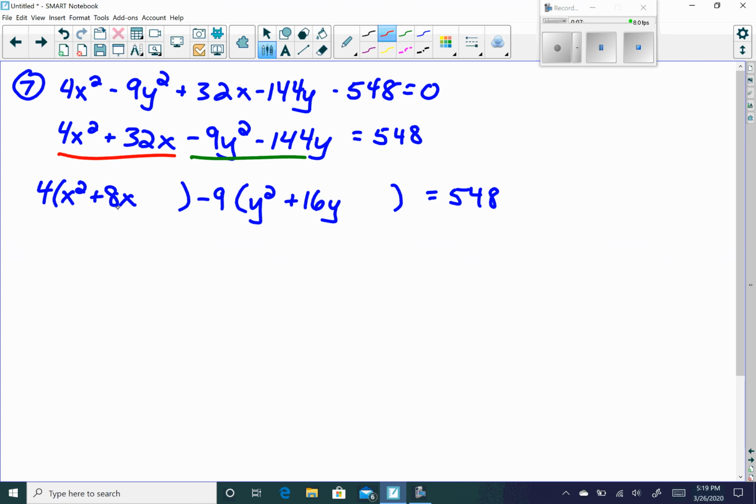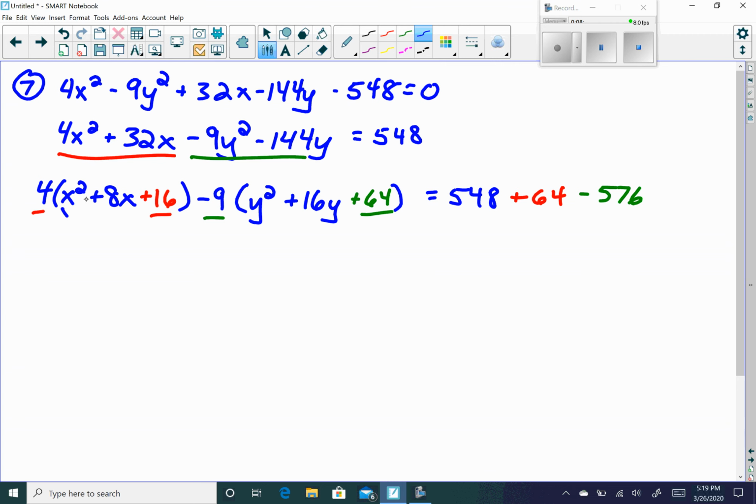What we're going to fill in here, half of 8 is 4. 4 squared is 16, but we're really multiplying 16 by 4, so we really added a 64 to the left side, so we add it to the right. And then half of 16 is 8. 8 squared is 64. But we really added a 64 times a -9, which is a -576.